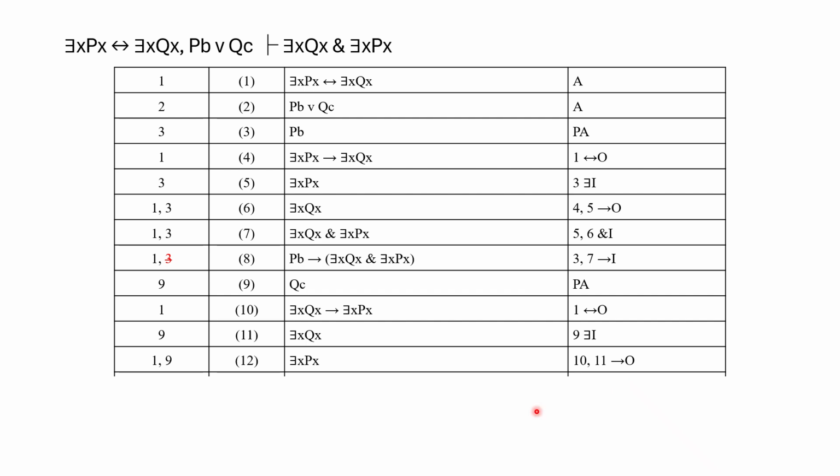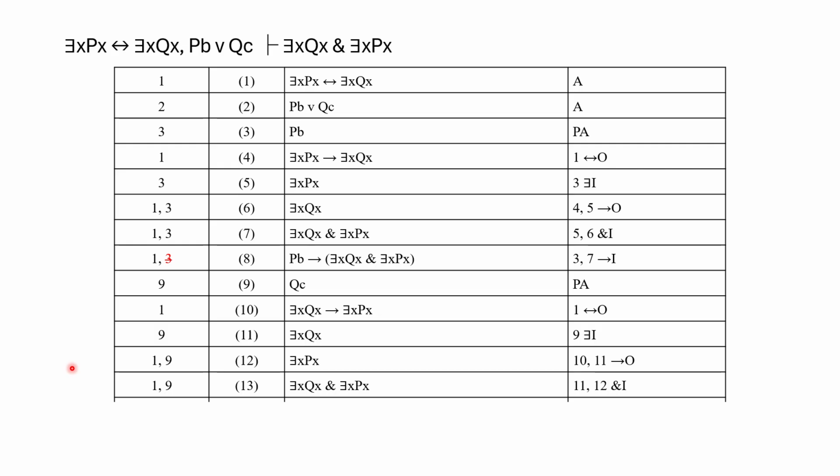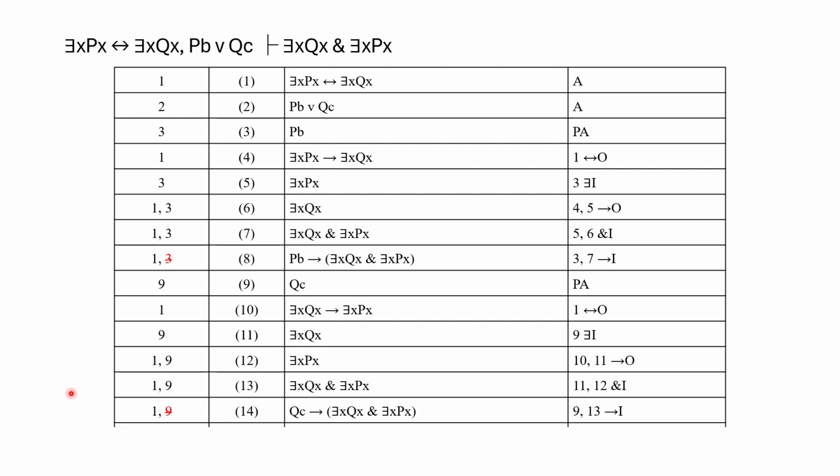And then we just have to build our consequent like we did before, so that's what we're going to do here in 13, piecing these two together. And then now we've got the consequent that we were looking for, and then we've got a PA that depends upon it, so we can just use our arrow in rule to build the conditional statement that we need.